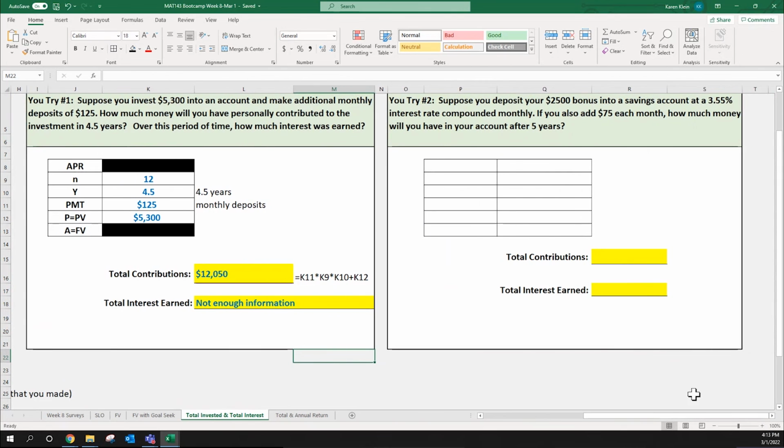All right, here's our next one. In You Try two, it says, suppose you deposit your $2,500 bonus into a savings account that earns an interest rate of 3.55% compounded monthly, and you also add in $75 each month. How much money will you have in your account after 5 years? So let's calculate how much money is going to be in the account after 5 years. Find the total contributions that you have made as well as the interest earned. I'm going to mute myself as you work through that problem.